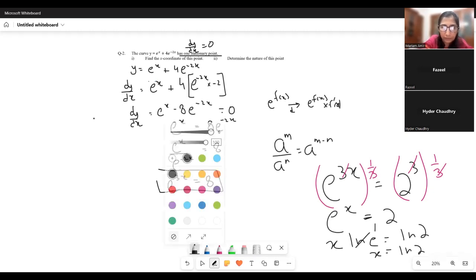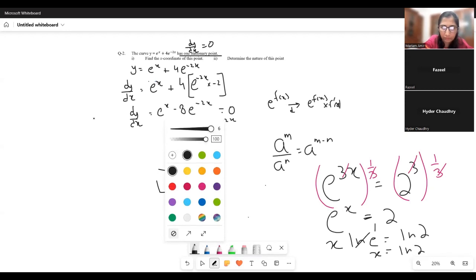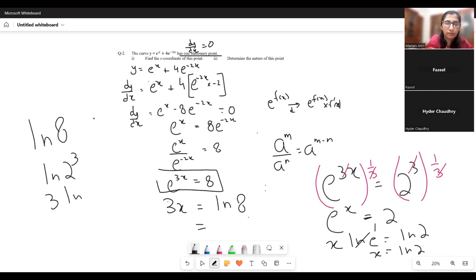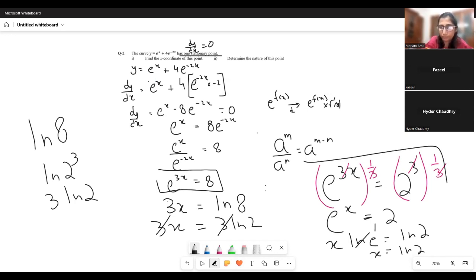I had something else in mind. I was going to send e to the other side directly. So we get 3x equals, when e goes to the other side, it becomes ln 8. Then ln 8 can be written as ln 2 cube, which can be written as 3 ln 2. So we get 3 ln 2 and 3x, and then 3 and 3 cancel, and x equals ln 2. But I like this more. So we got x, which is ln 2.